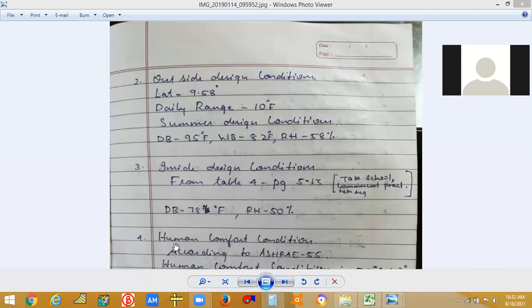So write this third point, inside design condition. From table 4 of page number 5.13, you have to choose an application. Here we are choosing school, because we have chosen lecture classroom. In that school application, the dry bulb, wet bulb and RH are given. We don't need wet bulb. Just write dry bulb is 78 degrees Fahrenheit and RH is 50 percent. And in brackets you write the cooling condition.